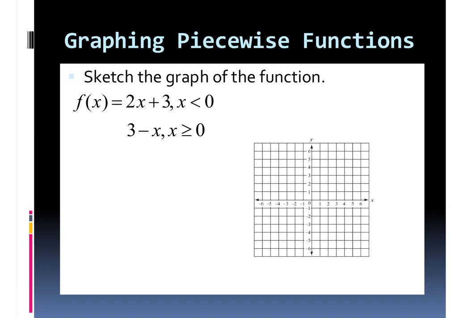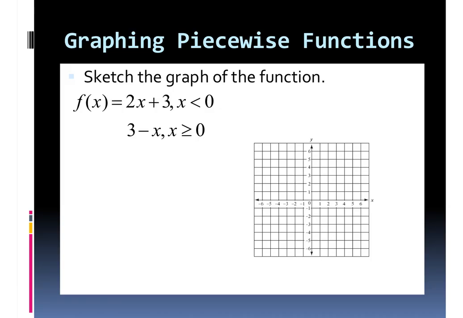All right, so now we're going to talk about graphing piecewise functions, okay? And these we will graph by hand. So a piecewise function, if you remember from last week, are functions that have multiple parts, like conditional parts. So in this case, it's saying f of x is 2x plus 3 if x is less than 0, and f of x is 3 minus x if x is greater than or equal to 0.